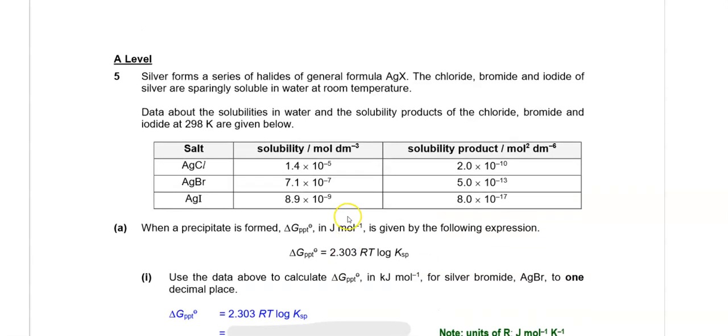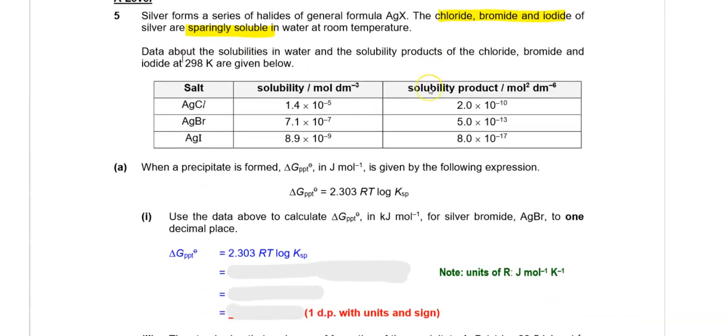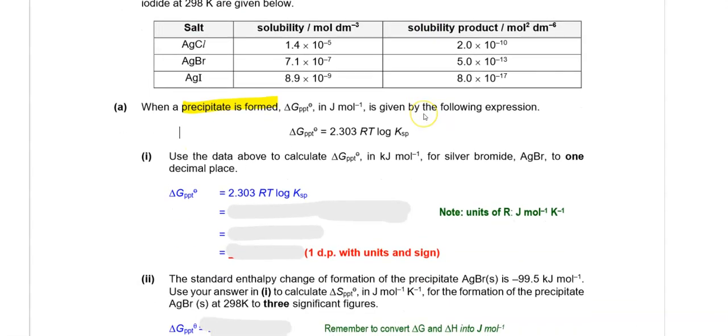Okay, moving on to question 5. Question 5, we are looking at silver forming silver halides. And you're talking about the silver halides being sparingly soluble in water. So the question asks for a precipitate forming. And we're given this very new formula that you have not seen before. Don't panic. In A levels, if they give you a new equation, typically they'll define it for you.